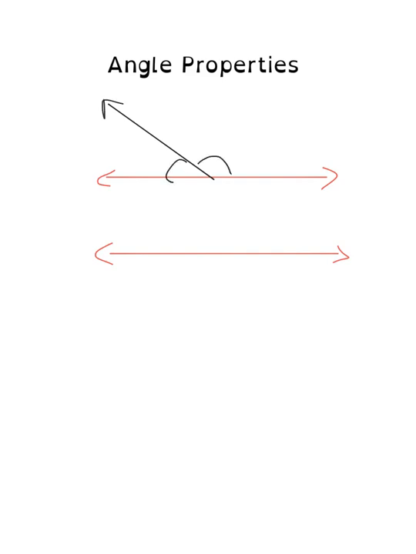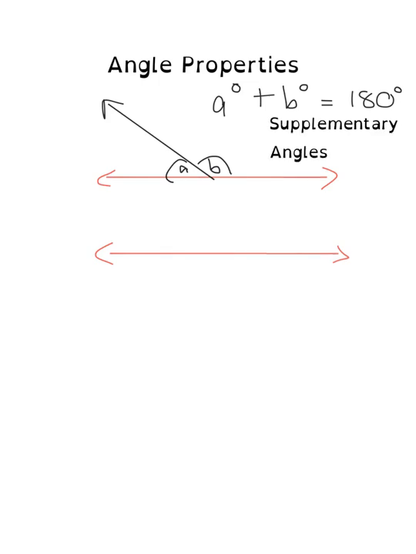So say this is angle A and this is angle B. A degrees, whatever A would be, and A represents a number, A degrees plus B degrees equals 180 degrees. And they have a special name. They're called supplementary angles.